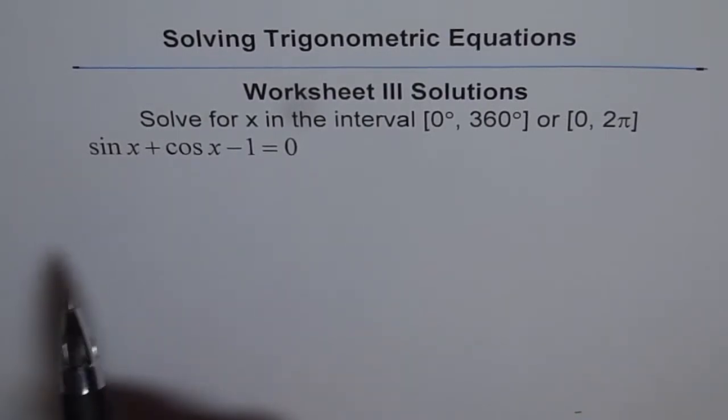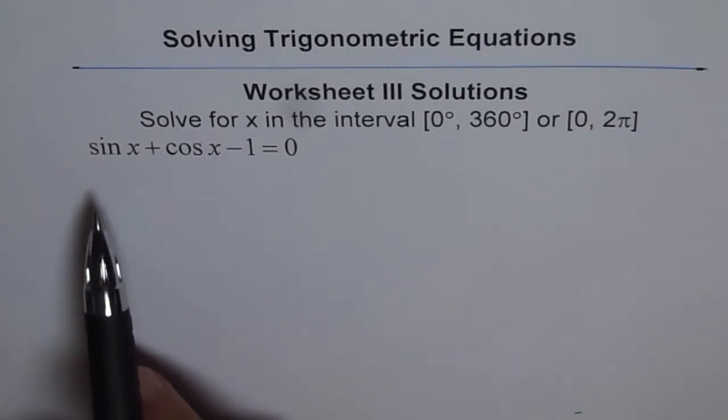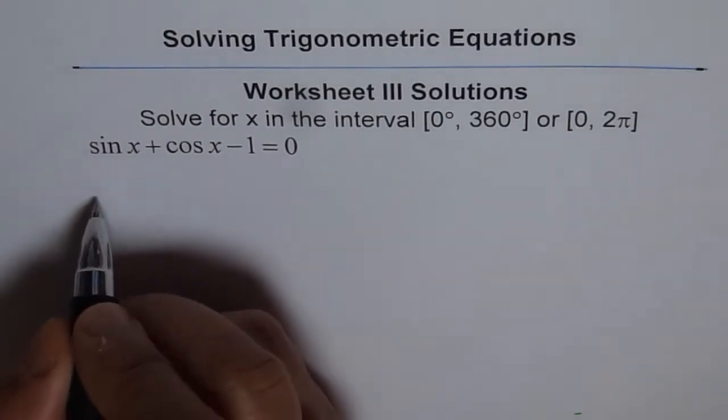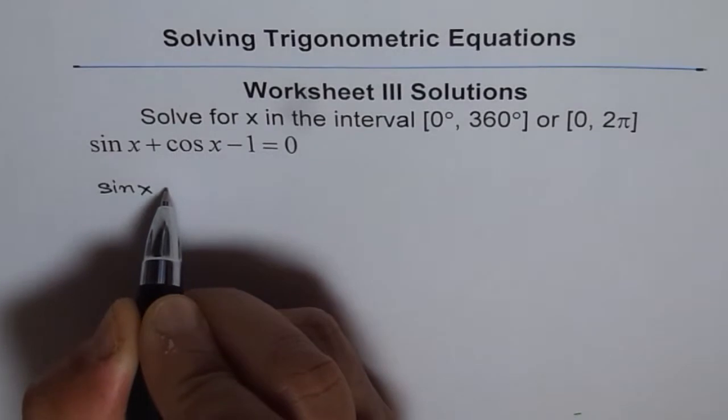Now, this very first question is the most typical of all. It is sin x plus cos x minus 1 equals 0. And it involves a lot of strategies to work with, right? It looks like a simple equation but is extremely difficult to solve. Here we write sin x equals something, so we'll understand this strategy in a moment.